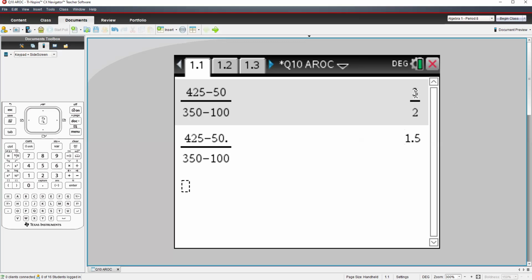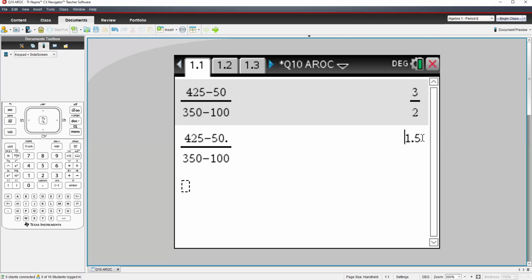Now, some of you will look at that and go, oh, that's $1.50, but some of you will look at that and go, that's 3 over 2, and you don't know what the decimal equivalent is. If you want the decimal equivalent, you just copy this, and if you put a decimal at the end of any one of these numbers, 425, 50, 350, 100, it's telling the calculator, hey, I don't want a fraction, I want a decimal.